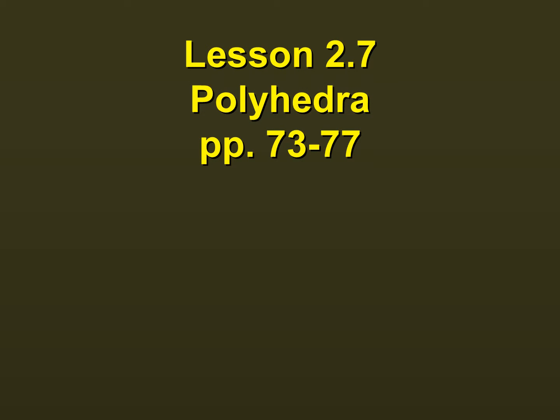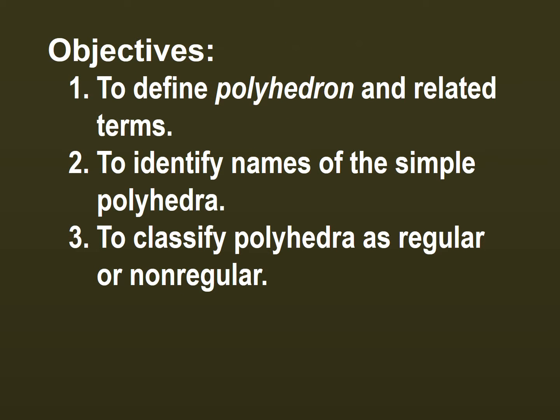Today we are covering section 2.7 from our BJU Press geometry textbook. We're going to discuss polyhedra. Our objectives today are to define what polyhedra are and any other related definitions. We're also going to identify names of simple polyhedra, and we're going to classify polyhedra as either regular or non-regular.